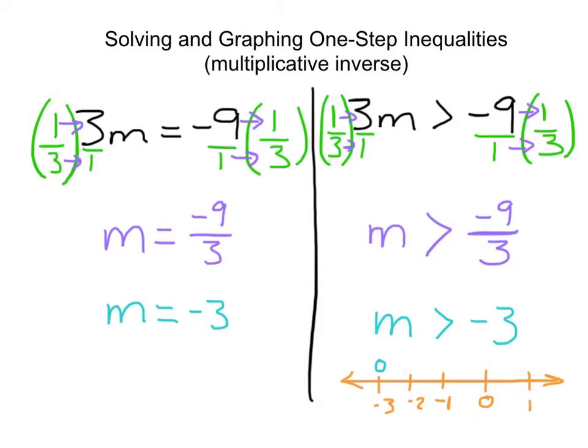The next step would be looking at which direction do I draw my arrow. And if we read the inequality, it says m is greater than -3. So I'm going to draw my arrow to the right. There's our first example of solving a one-step inequality using multiplicative inverse, and I want to do one more because there is an instance where something different happens, and that's what we're going to look at next.